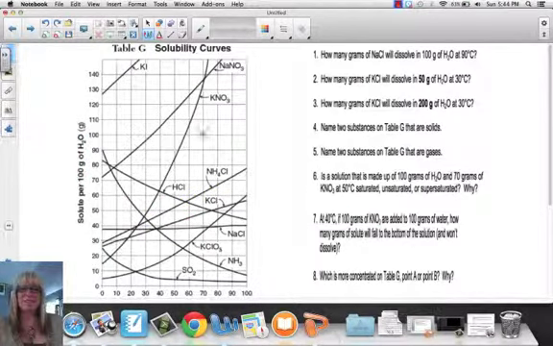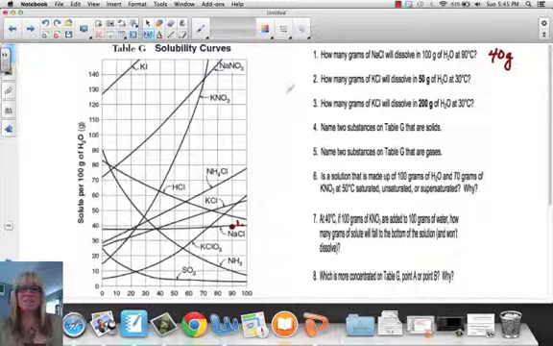Some review questions, and that's it. How many grams of NaCl will dissolve in 100 grams of water at 90 degrees? So I'm going to go to 90 degrees, and I'm going to see where that intersects the line right there. So this is number 1, and that's 40 grams.